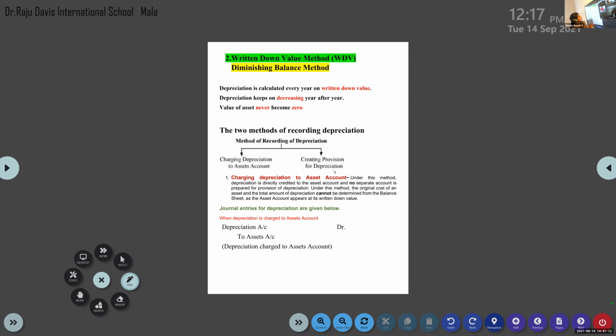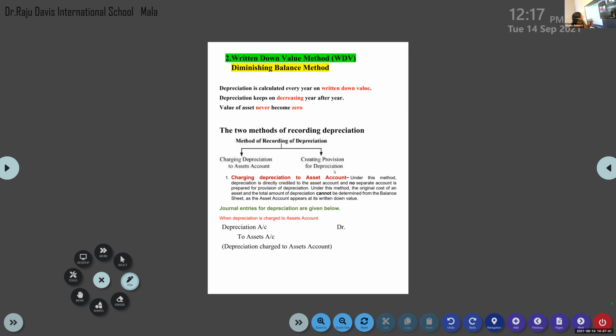Is it clear? So there is an account called profit and loss account. We'll be learning that in detail very soon, after 2 chapters. So in the profit and loss account, we will be recording all the expenses and incomes. Incomes minus expenses will give you the profit.